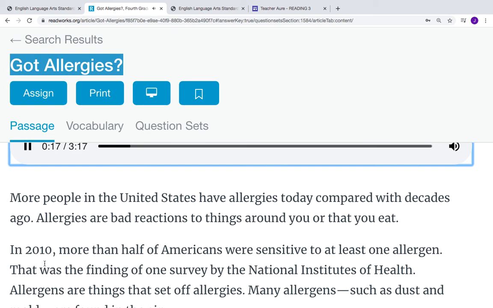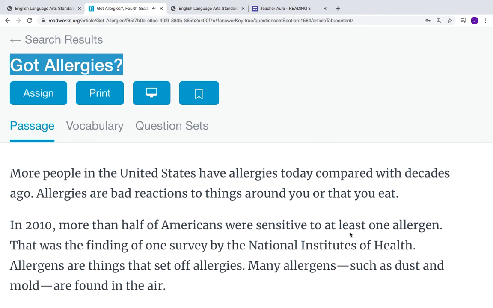In 2010, more than half of Americans were sensitive to at least one allergen. That was the finding of one survey by the National Institutes of Health. Allergens are things that set off allergies. Many allergens, such as dust and mold, are found in the air.